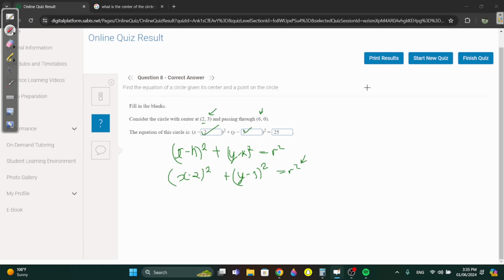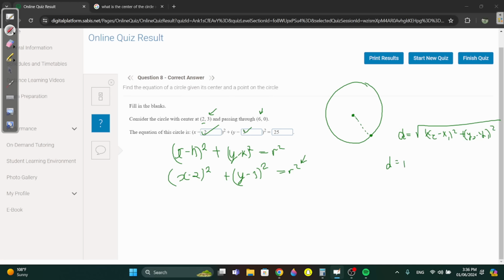Let's say I were to draw this. (2, 3) would be over here, the center, and then it's passing through (6, 0), meaning x equals 6, y equals 0, so down here. Can I find the radius? Of course I can. Just find the distance between these two points. How do you find the distance? It's the radical of (x2 − x1)² + (y2 − y1)².